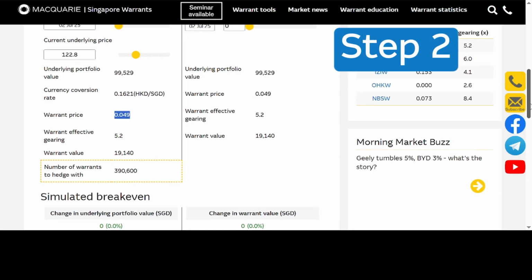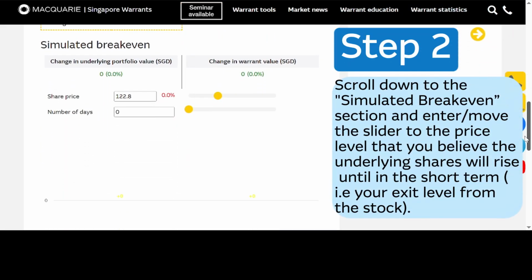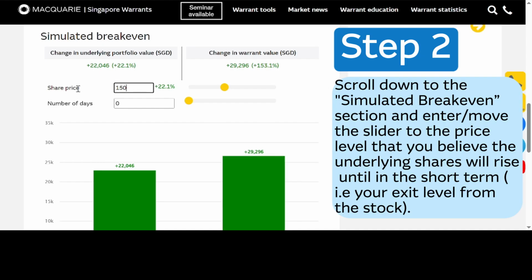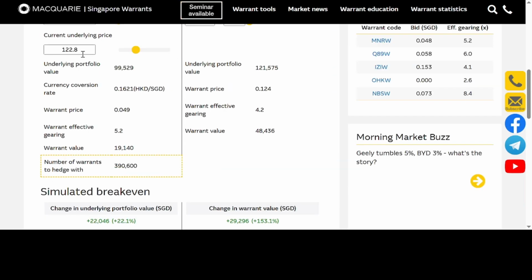Step 2. Scroll down to the simulator break-even section and enter or move the slider to the price level that you think that BYD shares will rise until in the short term. That is, your exit level from the stock. If you had bought the shares at a price of 122.8 Hong Kong dollars, you will be making a 22.1% return and a dollar gain of 22,046 Singapore dollars.